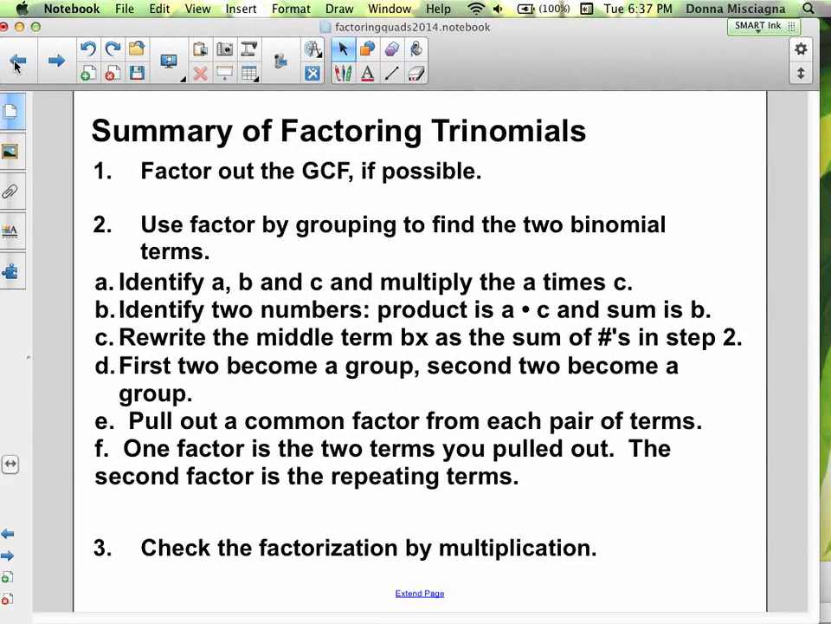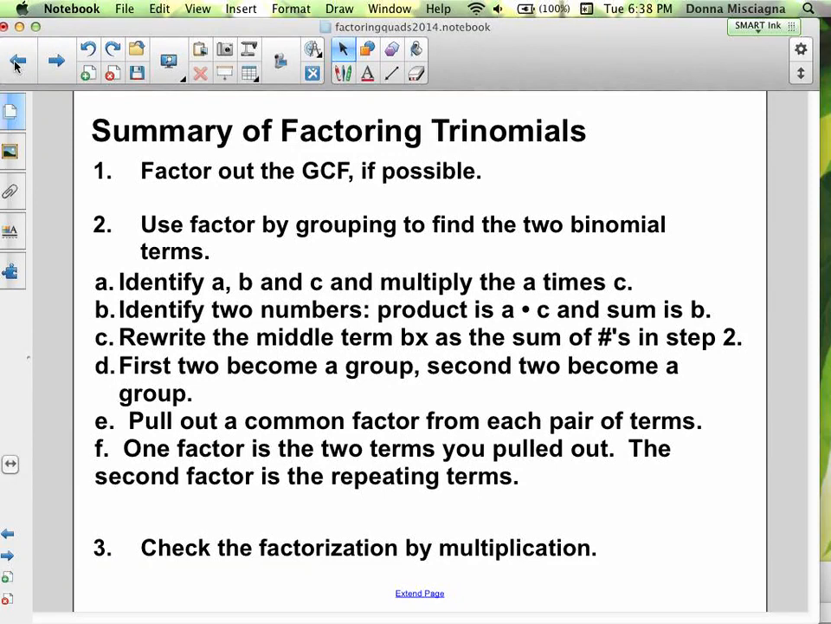All right, so this is in your notes, and it kind of sums up what was on that first page that wasn't in your notes. That first page was the first podcast for solving quadratic equations. So number 1, we're going to factor out the GCF, the greatest common factor, if possible. We're going to use factor by grouping to find the 2 binomial terms. We are going to identify A, B, and C and multiply A times C. We identify 2 numbers whose product is A times C and whose sum is B. We rewrite the middle term, Bx, as the sum of the numbers we found in step 2. The first 2 become a group, the second 2 become a group.